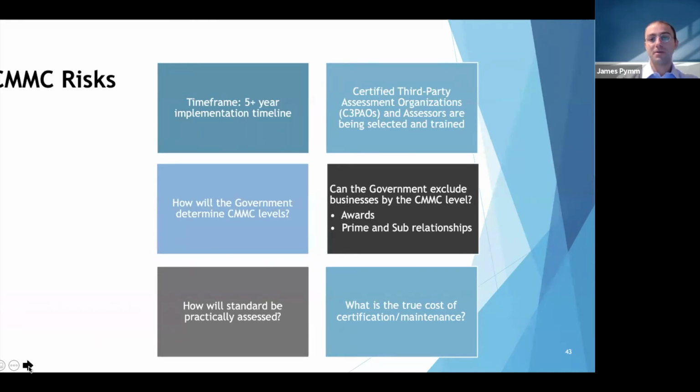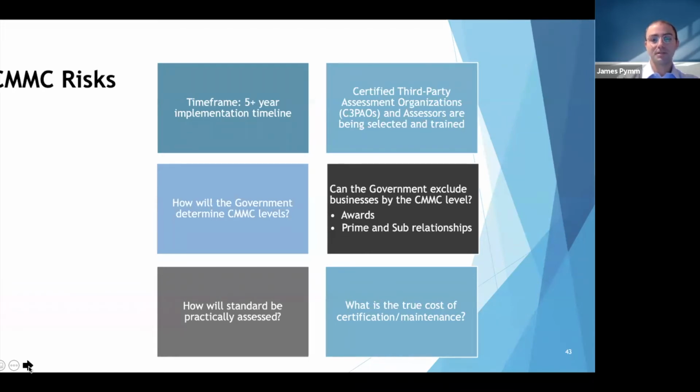Next, the C3 PAOs, they're only being selected and trained now. So in terms of the timing of the assessments, there's a lot unclear with that. The DoD has come out and said that they're obviously going to encourage C3PAOs to focus on the vendors that are impacted by the 9 pilot programs that are coming out first, which makes sense. And you would think as additional solicitations come out that impact vendors, you would like to think that vendors that are impacted by those solicitations would have some sort of priority. But realistically, that's not written in black and white anymore.